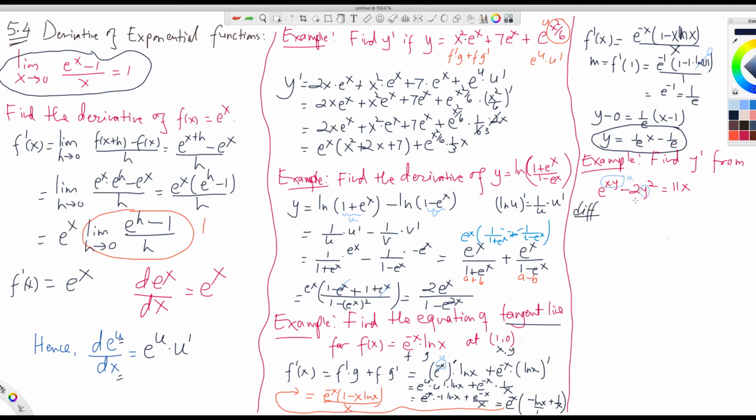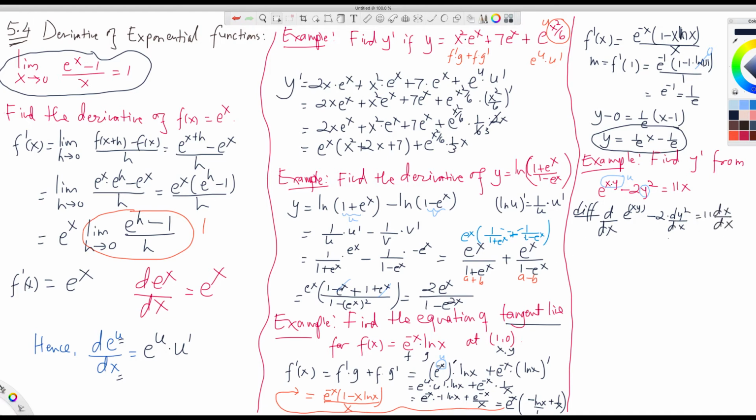This is like e to. Let me show you how we get the derivative. Okay, I want to find the derivative. Let me do d over dx. I mean, you can do d over dx to all of these problems, but I want to do it because it makes more sense here. d over dx of e to the xy, and then minus 2 d y squared over dx equals 11 dx over dx.